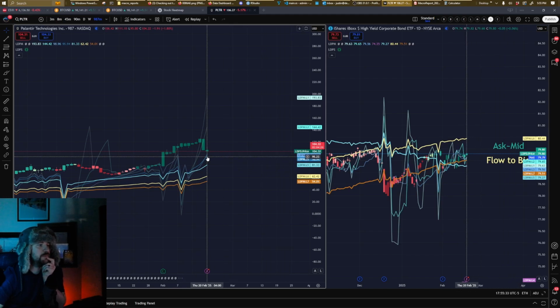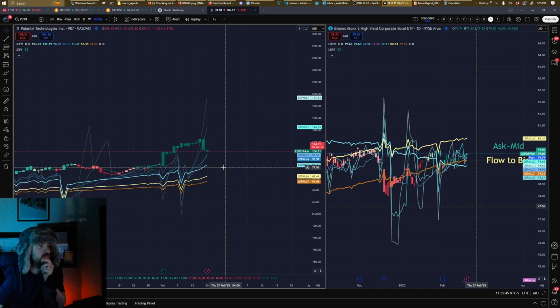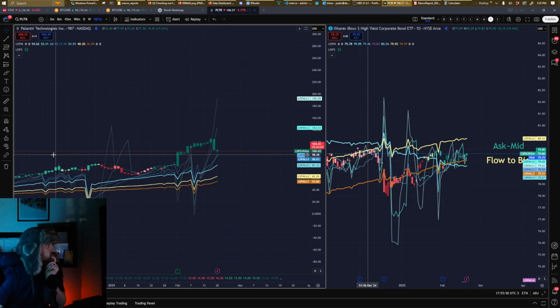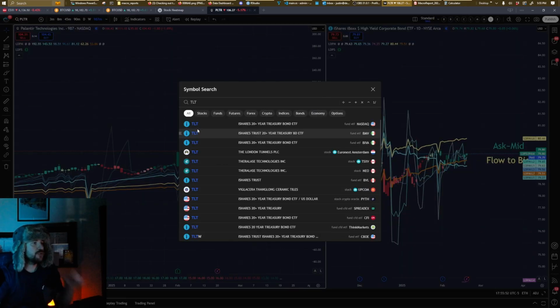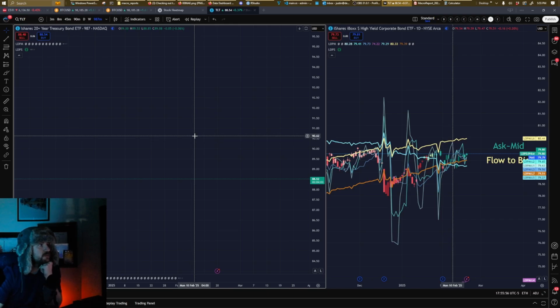Looks like some stopping power here, but the next organic floor is at 81.49, so that's still quite a bit of ways. And then, okay, we'll do TLT, and then I'm going to go for the night. So let's see what we got. TLT.